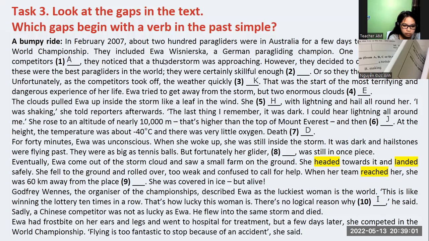Sadly, another competitor was not as lucky as her. She flew through the same storm and died. Eva had to go into hospital for treatment, to watch if she tries too fantastic a top because of an accident, she said.